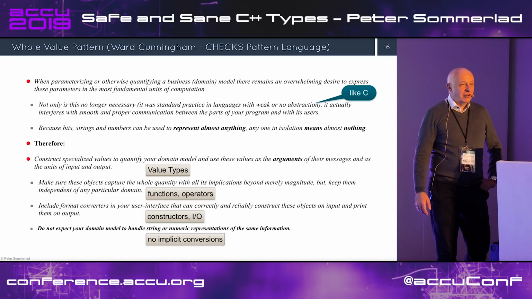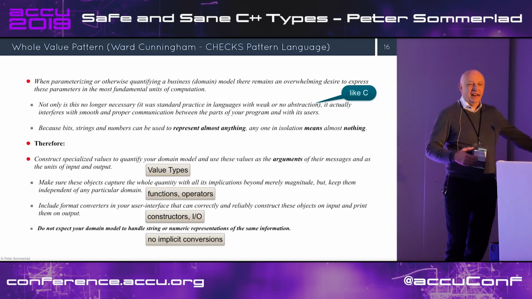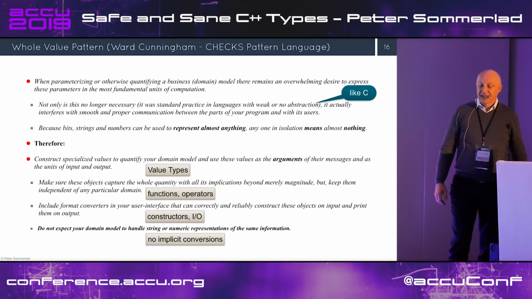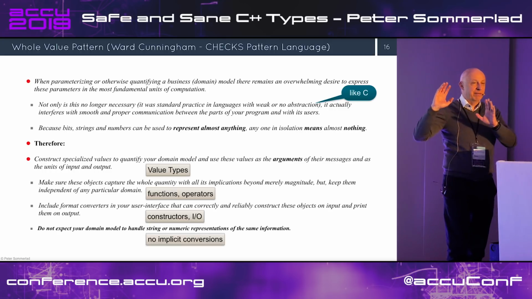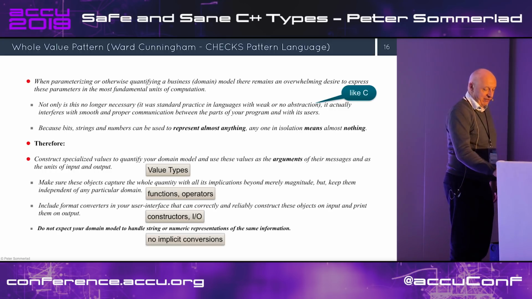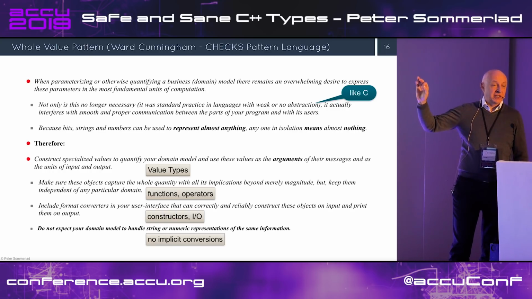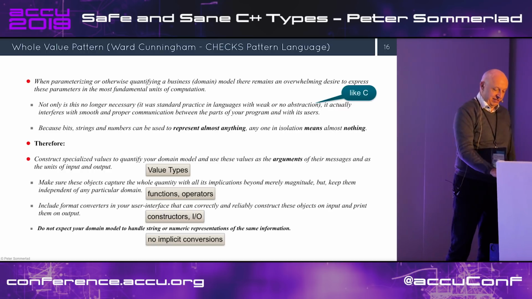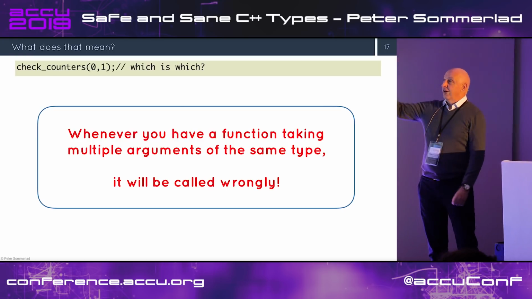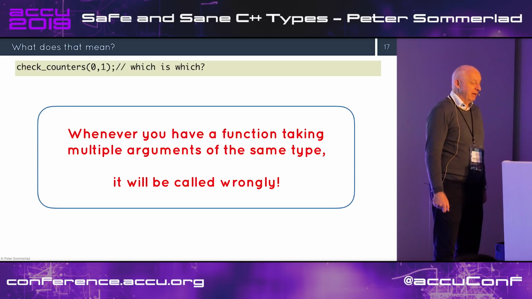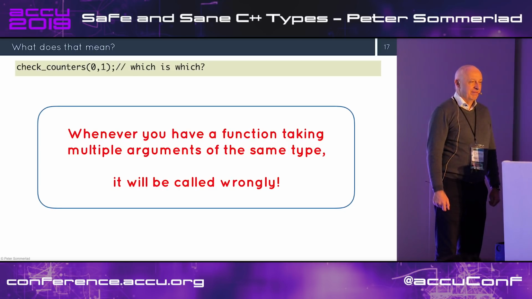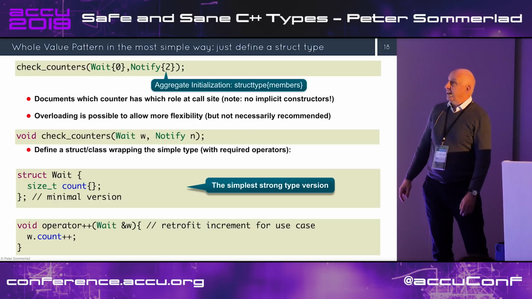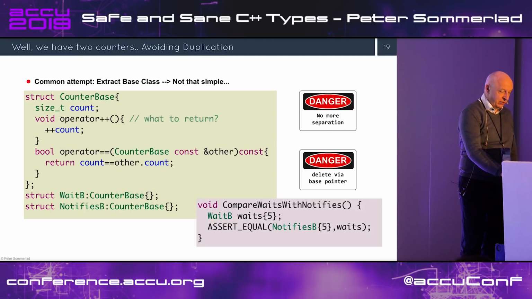That's a key thing. You don't want the 42 kilometers to mean 42 miles or 42 chocolates. And that's a key thing. And that's why all the built-in types are not that good. And in C++, in contrast to most other object-oriented languages, you can do this without any overhead, which is great. Whenever you have a function taking multiple arguments of the same type, it will be called wrongly. I'll stay with that. So with our wait and notify, we can mix that, and I guess you get what I want to say.